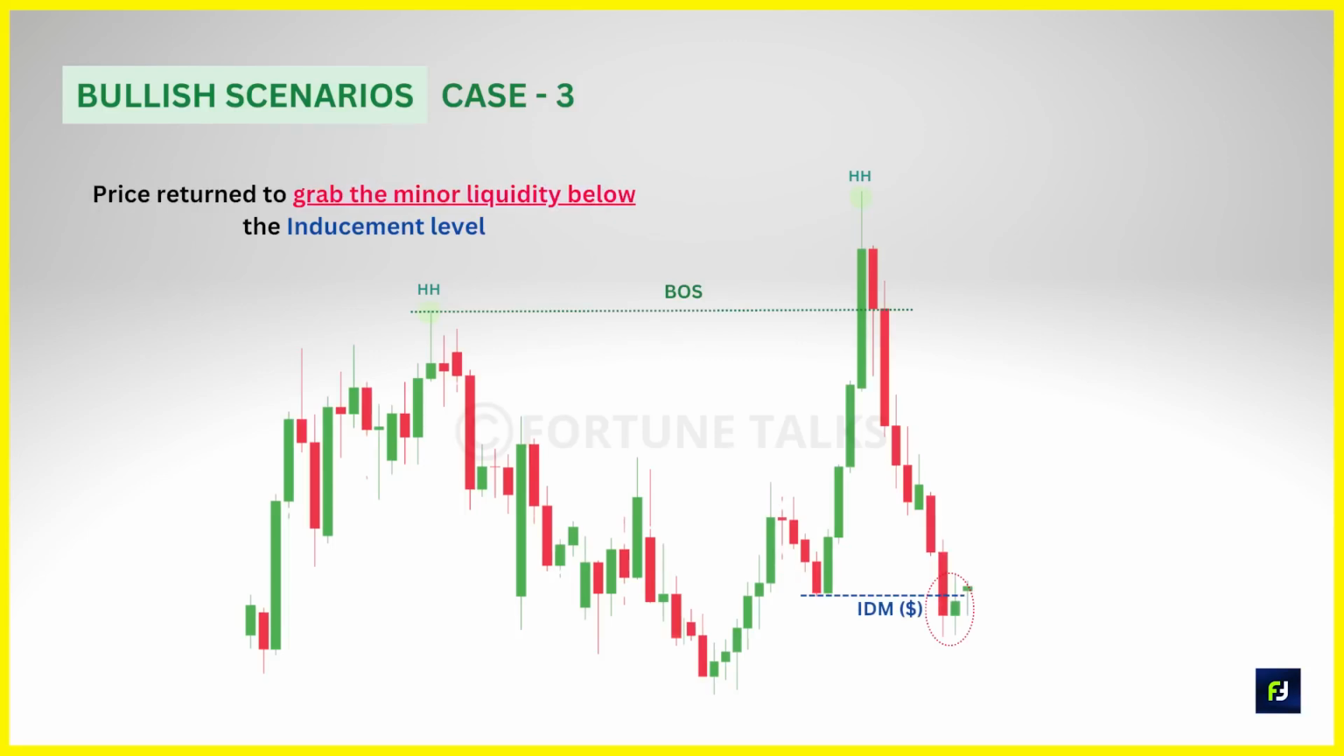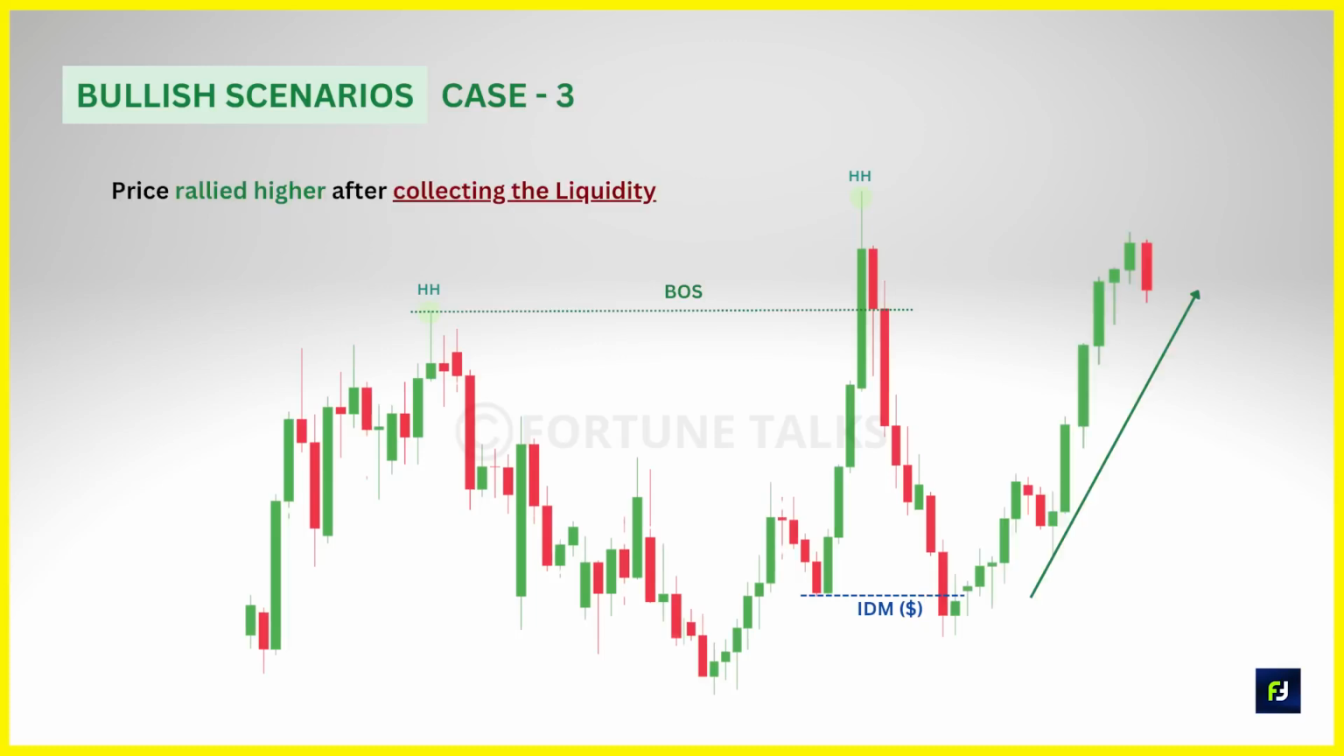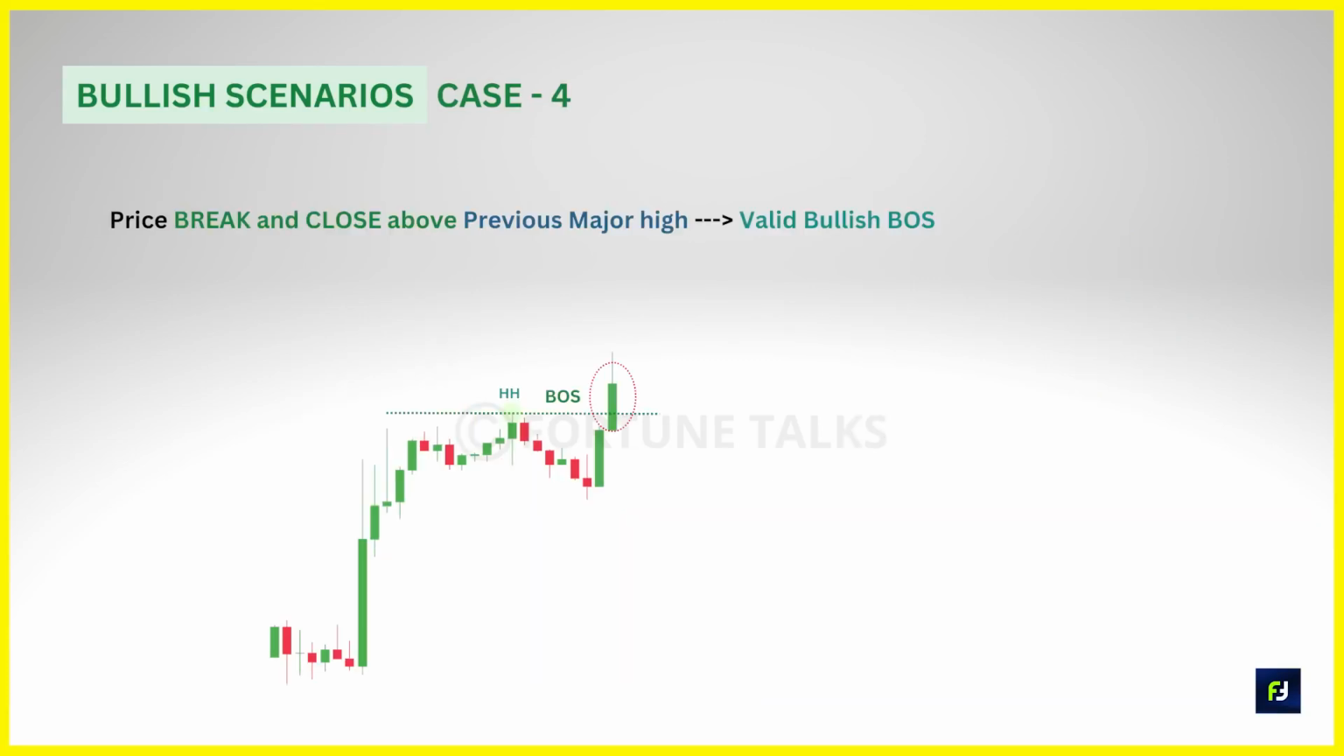The price did return all the way down and took out the liquidity below the inducement level, and then it moved higher. So this is a special case where we have to make adjustments and not blindly follow the textbook definition of inducements. Now take a good look at this last example.